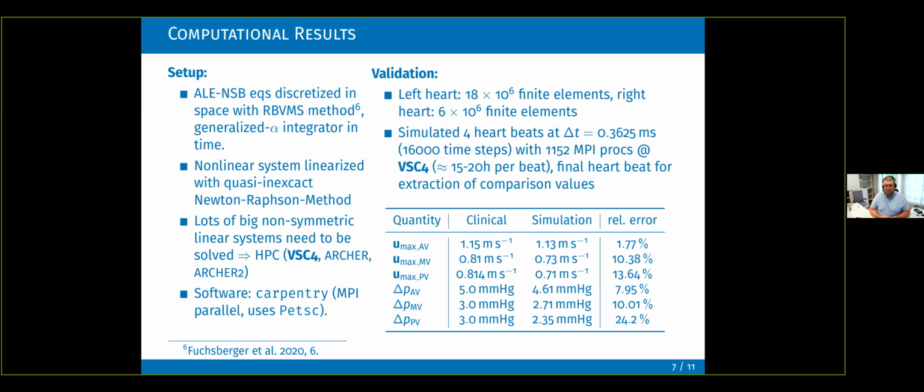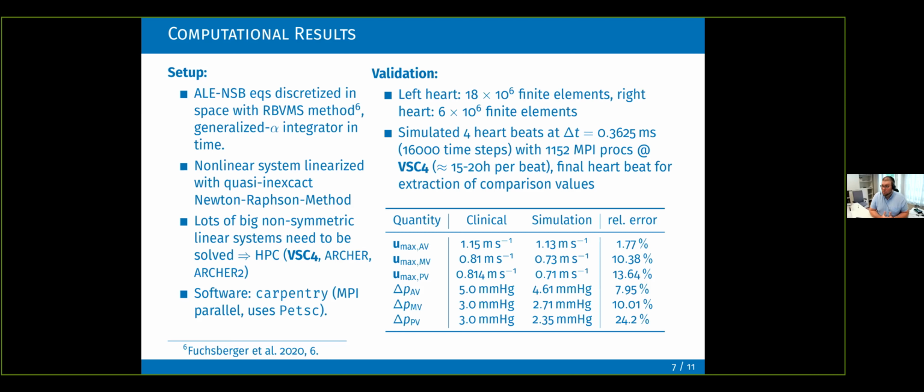solver less. And basically, we have a bit of knowledge in HPC. So the software I'm using here is Carpentry, developed mostly at the Medical University of Graz by Professor Gernot Plank and his group. And what you saw here, the simulation in the beginning, these are basically two separate simulations. Since we have extracted the motion, the blood pools themselves are geometrically separate, so we can do two separate simulations. For the left heart, since there's more flow dynamics there, we use a finer mesh with around 18 million finite elements. And for the right side, we use 6 million finite elements.